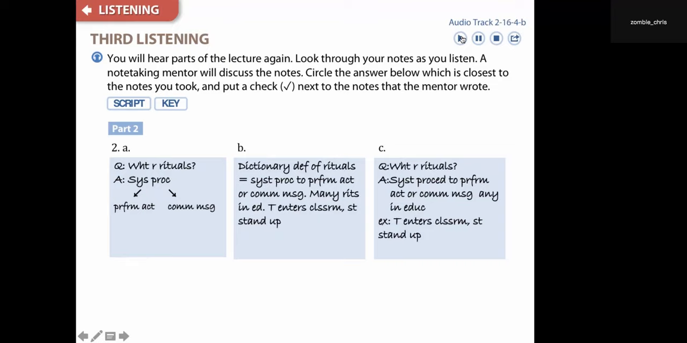A little bit of a complicated explanation there, but if you look at C, we have the Q and then we have the A, so we have what exactly are rituals, and then we have the definition, and then we have an example. So in B, the dictionary definition of rituals seems a little bit out of place and out of context without the rhetorical question.